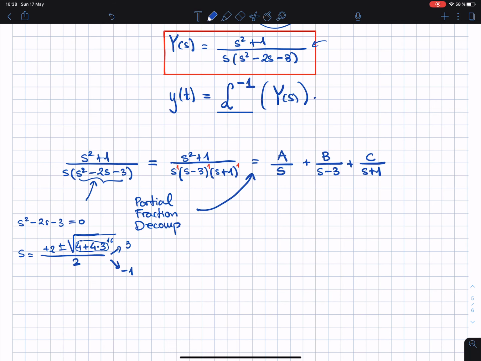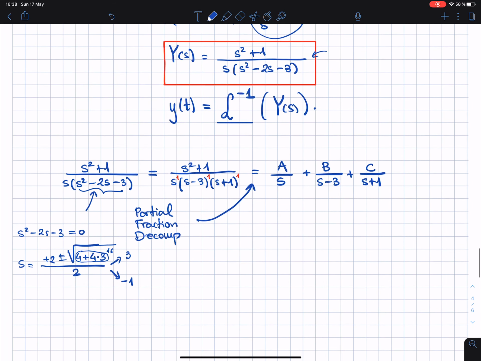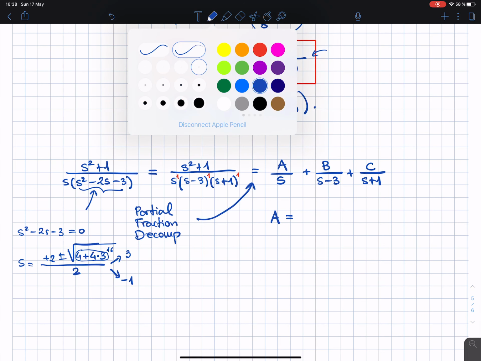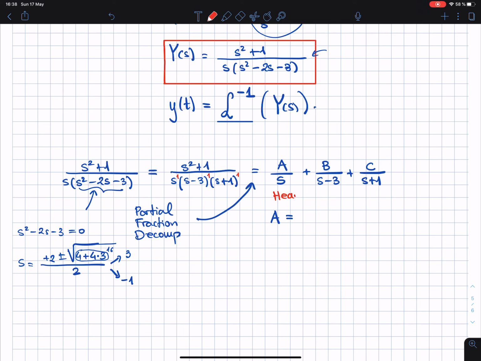Now, in order to compute A, B, and C, we can proceed in several ways. I will use something called the Heaviside cover-up method, because it's very fast for simple roots. I will give you a reference where you can check how this works out. I will just use it here. With the Heaviside cover-up method, what I will use to find A is to multiply everything by s.